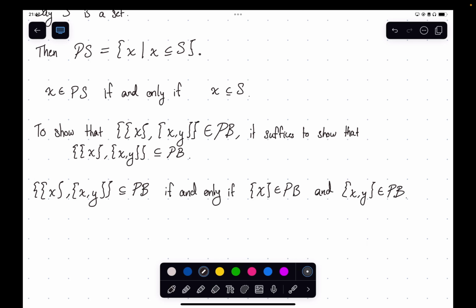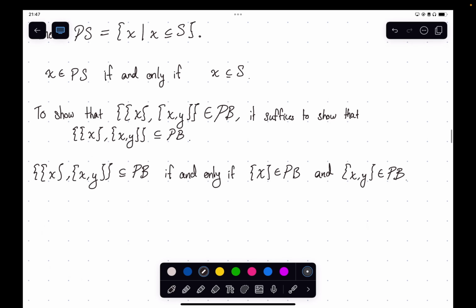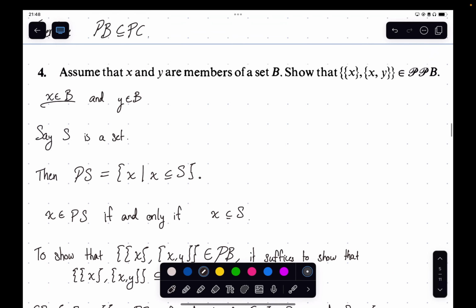Right, so what now? Oh yeah, we can unwrap this definition now. So this set containing X is in the power set of B if and only if this set is a subset of B. And this is true if and only if X is in B, which by our initial assumption is true.